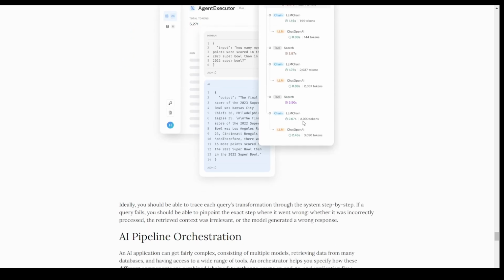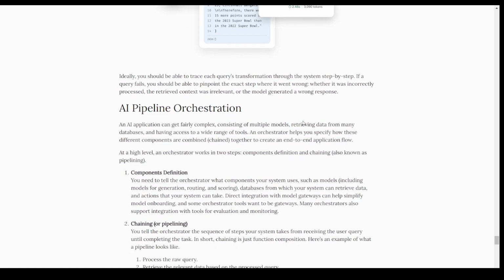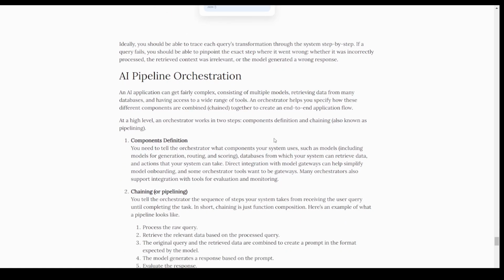And finally, we have AI pipeline orchestration. A lot of times, if you're building a very robust application, the AI application can get fairly complex, consisting of multiple models, retrieving data from different databases, and having access to a wide range of tools. Now, this orchestrator helps us specify how these different components can be combined or chained together to create an end-to-end application flow.